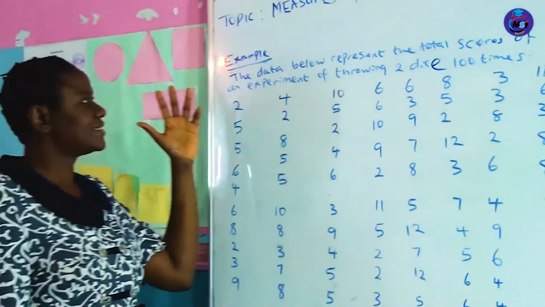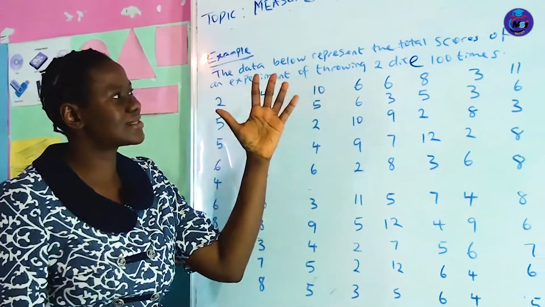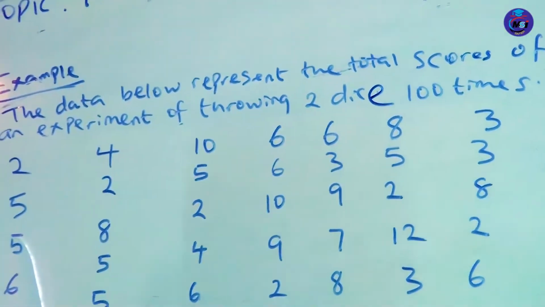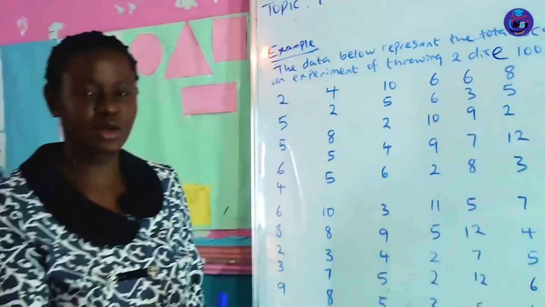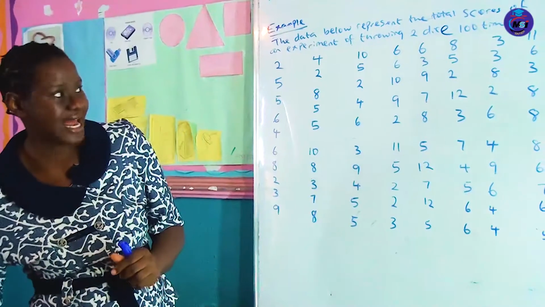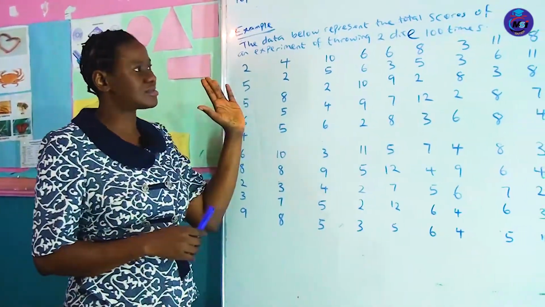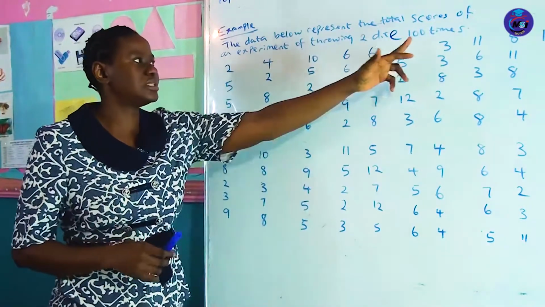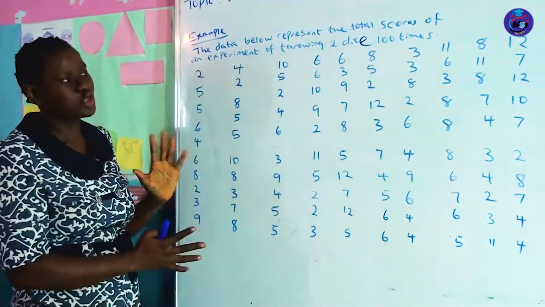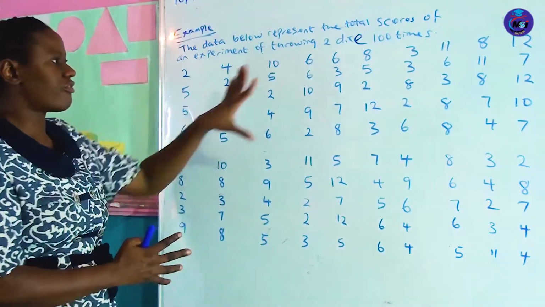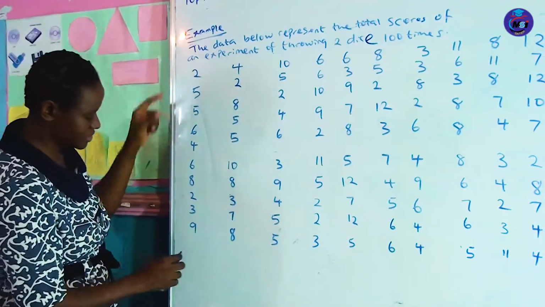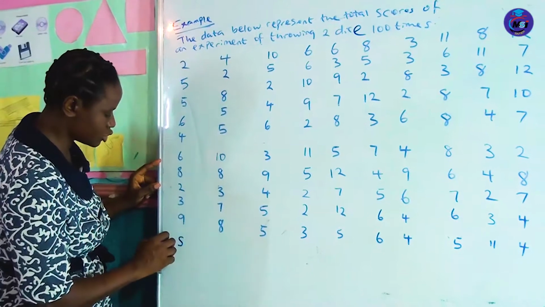So look at this question. The data below represents the total scores of an experiment of throwing two dice 100 times. You threw two dice 100 times, then add up what you get on each die. So like I explained the other time, this is the result of throwing two dice 100 times. Look at this result, look at the numbers. So we want to prepare a frequency table for these figures. Let's go. So the scores, it's a total score.